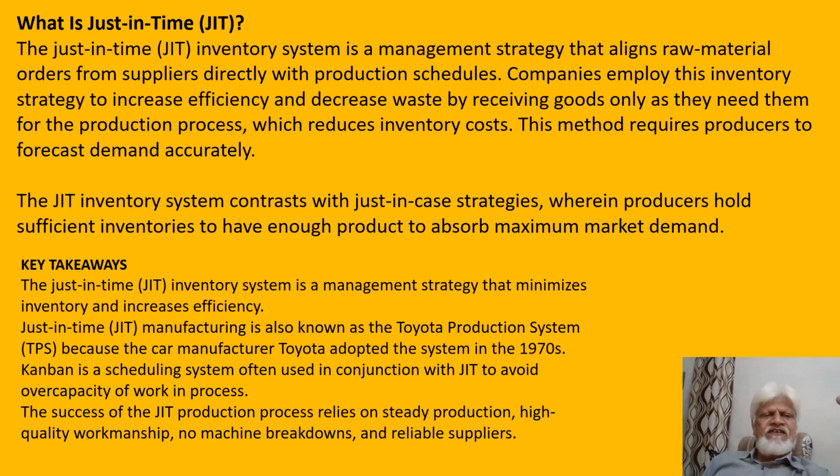So the key takeaways are: the just-in-time inventory system is a management strategy that minimizes inventory and increases efficiency. That's a very valid point. Just-in-time manufacturing is known from one example, Toyota, when it started in the late 70s; it was one of the workable examples. The success of the JIT production process relies on steady production, high-quality workmanship, no machine breakdowns, and reliable suppliers, so that they supply well in time. Core employees are also important; sometimes their absence may affect the production of a company.